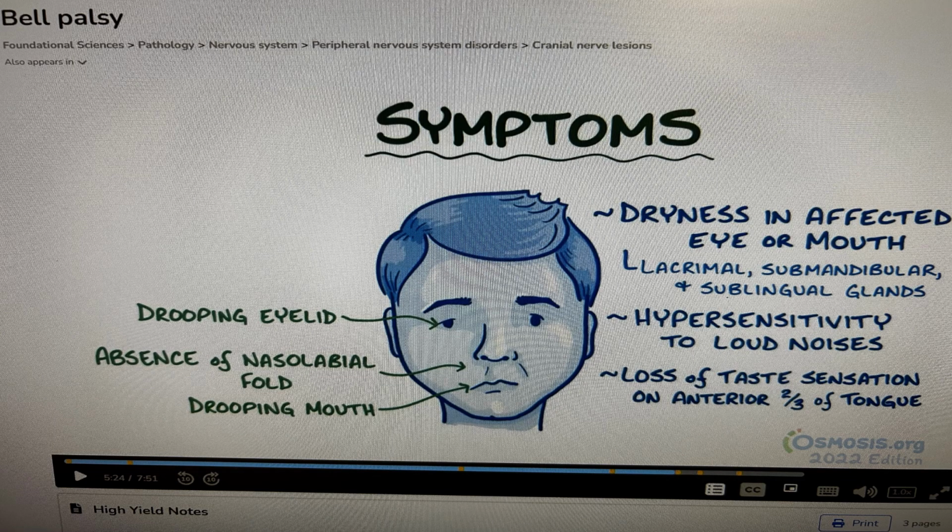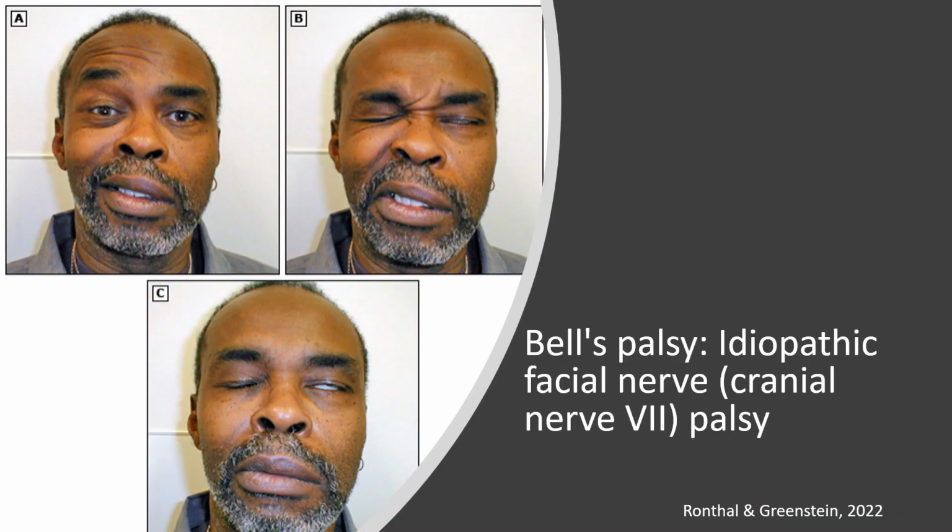Symptoms of Bell's palsy include drooping eyelid, absence of nasolabial fold, drooping mouth, dryness in the affected eye or mouth. This is lacrimal and submandibular. Hypersensitivity to loud noises and loss of taste sensation. And here's a picture representation of what Bell's palsy would look like.